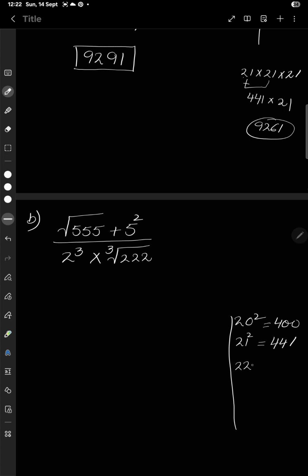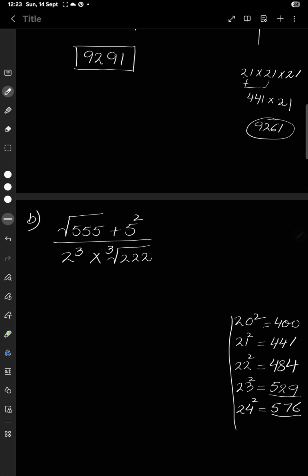If I take 22 square, my answer will be 484. If I take 23 square, my answer will be 529. And if I take 24 square, my answer will be 576. So now I get to know that 555 is not the square of any number, because 23 square is 529, which is very close to 555, but 529 is a perfect square and 576 is a perfect square. There is no 555 as a perfect square.